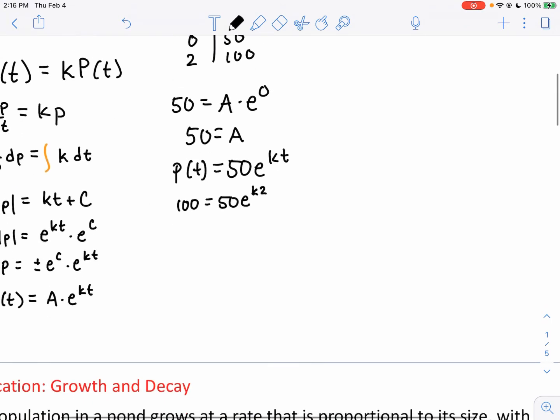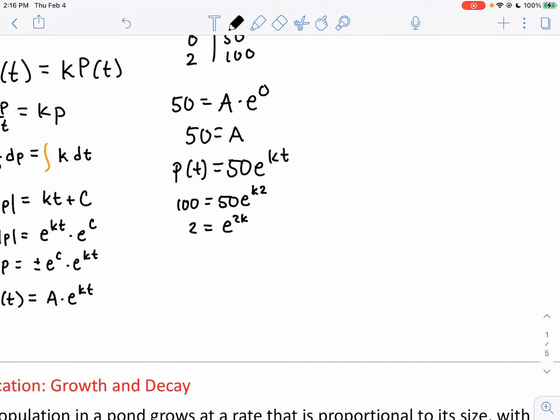Now we're going to solve for K. So divide both sides by 50. So we have 2 is equal to e to the 2k. Natural log both sides, and then divide by 2. So K is equal to 1/2 natural log of 2.